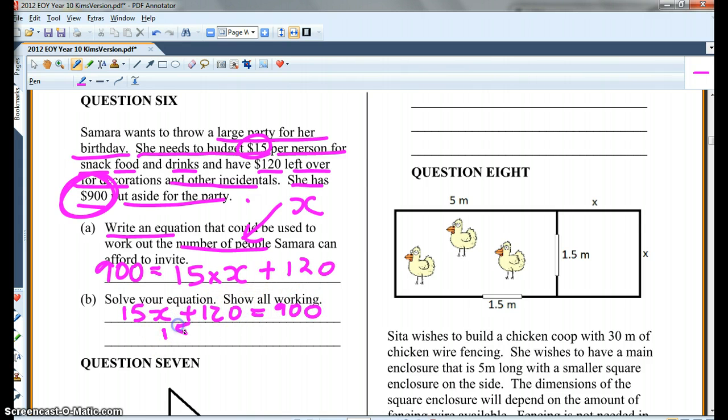And so we've got 15x equals 900 minus 120, which is what? 780? Yep. And so x equals 780 divided by 15, which is 52. Who got that? Yep, cool.